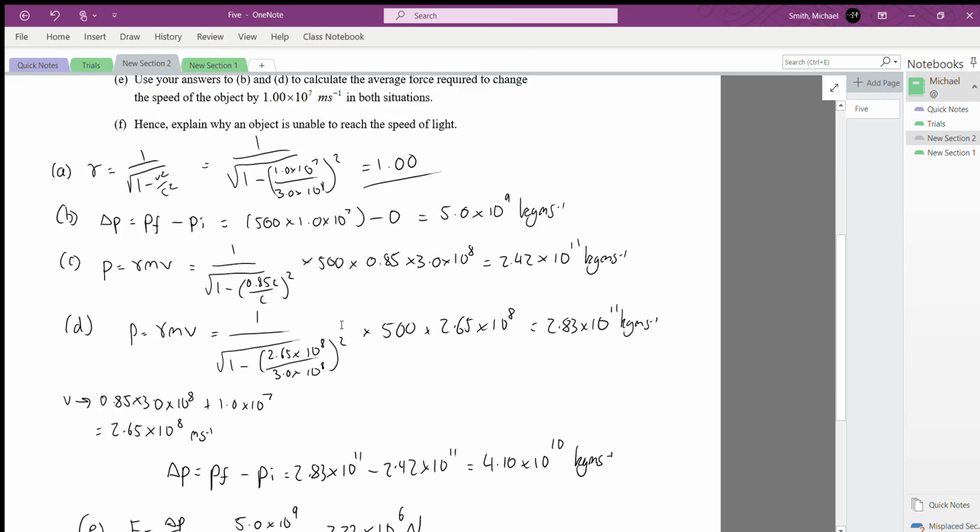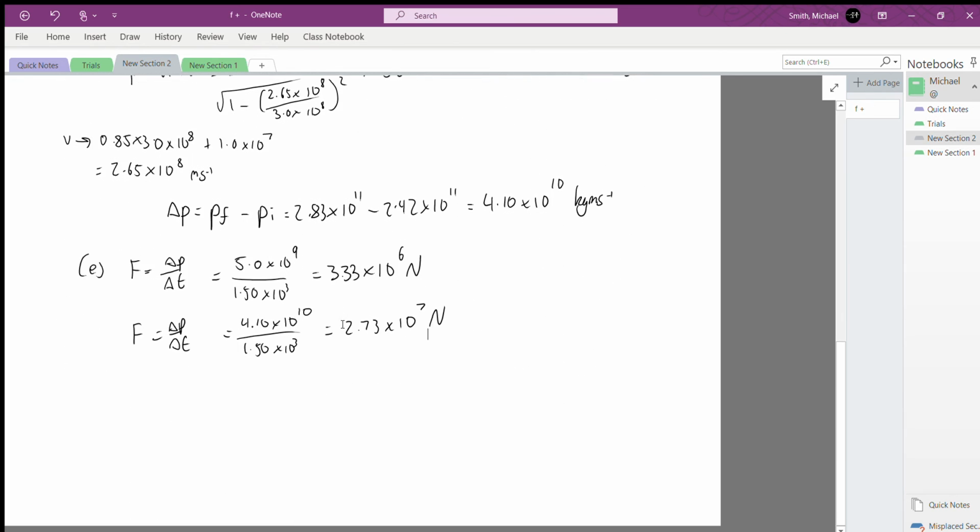So finally, why are objects unable to reach the speed of light? We can see here from these two calculations, as the speed approaches the speed of light, the force required to change the speed by the same amount increases significantly, and therefore if an object were to go from some speed below the speed of light to the speed of light, that force would become infinite, and so it's impossible. So we can tie all this together.